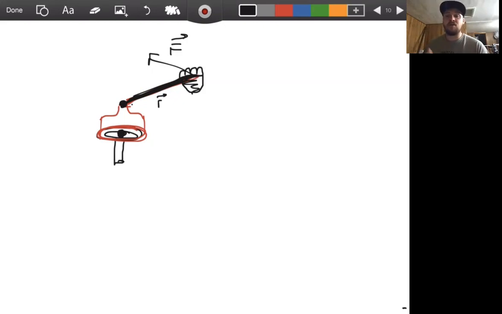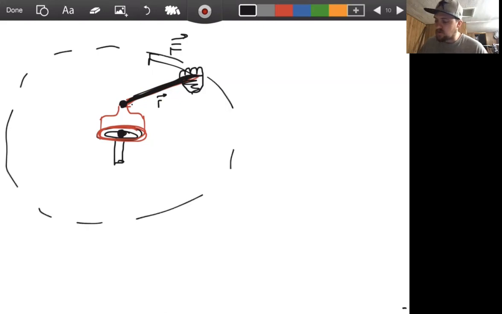This position vector tells you what your radius is. This is moving in a circular motion, and so the position vector tells you how far away you are from the center of the circle. It gives you the radius of this axis of rotation here. And now we are trying to calculate the torque, which is the tendency for the object to be moved when a force is applied.